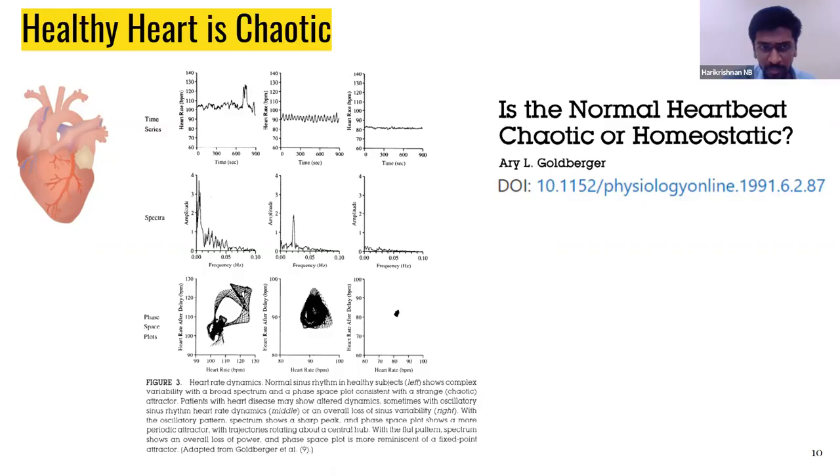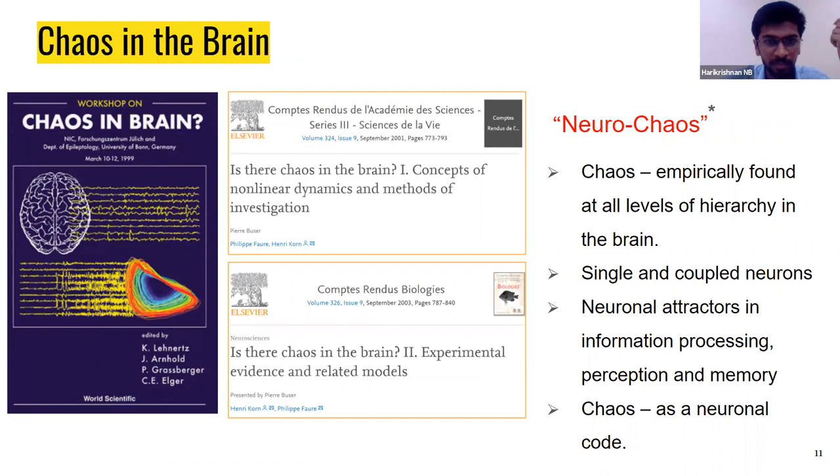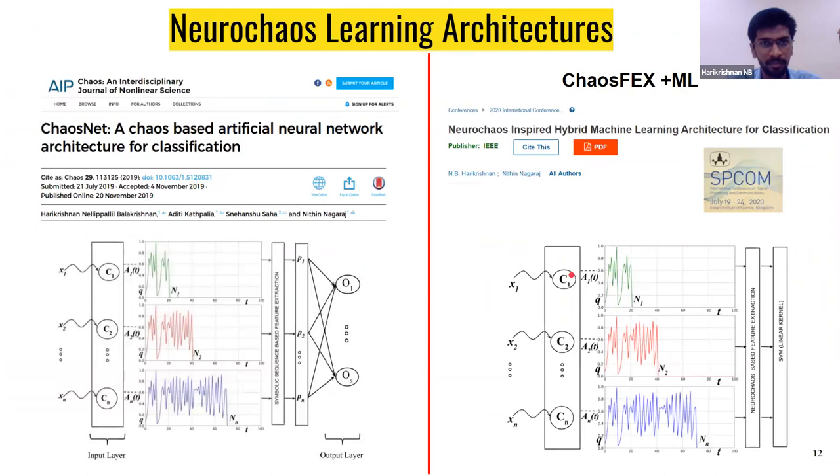Similarly, chaos is fundamental to the brain. These are two important papers which give experimental evidence of chaos in the brain. Chaos is found at the level of the neuron and at different spatiotemporal scales. Inspired by this, we have come up with something called neurochaos learning. Inspired by the chaos in the brain and the chaotic firing of neurons in the brain, we have come up with a learning architecture, an algorithm called neurochaos learning. Neurochaos learning predominantly has two architectures. One is called ChaosNet, the other is called ChaosFex plus ML. We will try to understand what exactly ChaosNet and ChaosFex plus ML are in the coming slides.